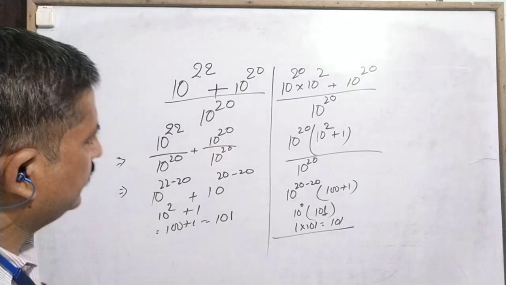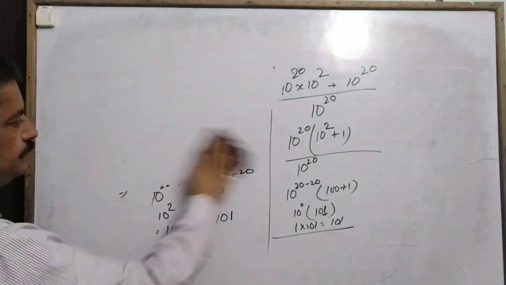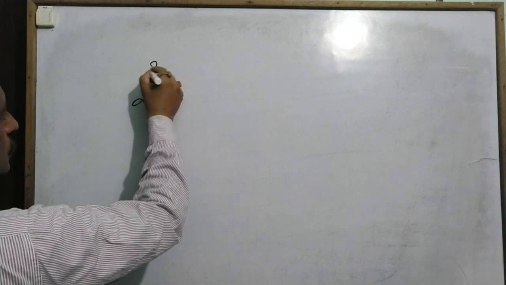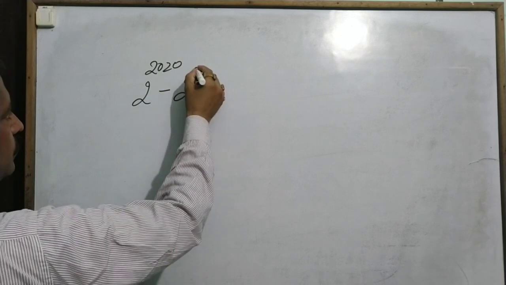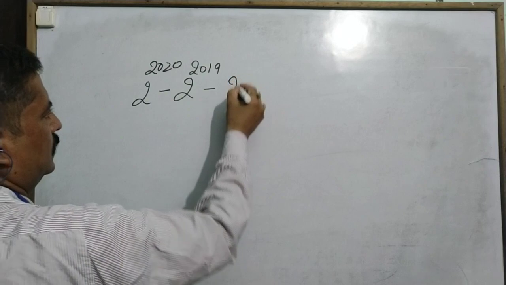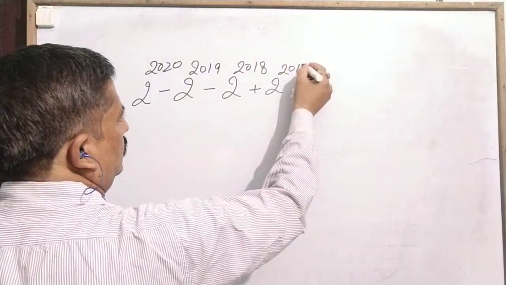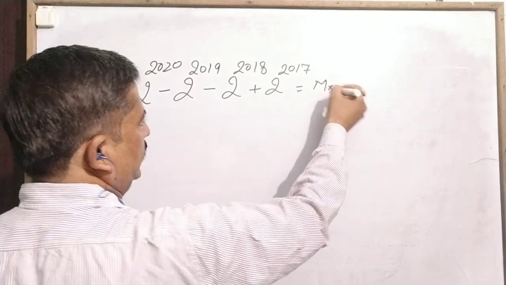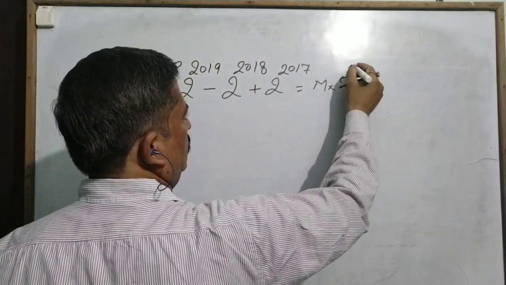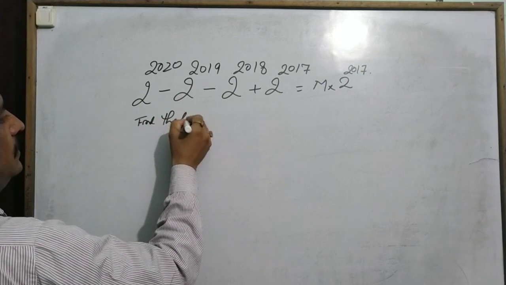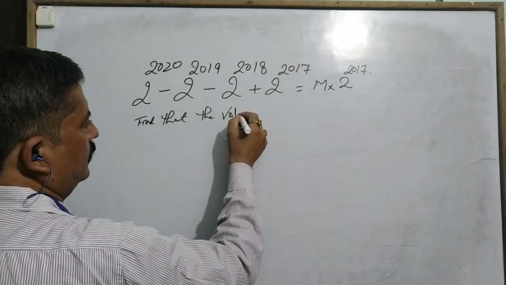In the last class we also gave different types of questions, just like this: 2 to the power 2020 minus 2 to the power 2019 minus 2 to the power 2018 plus 2 to the power 2017 equals m into 2 to the power 2017. Find the value of m.